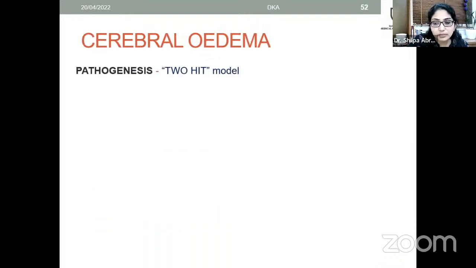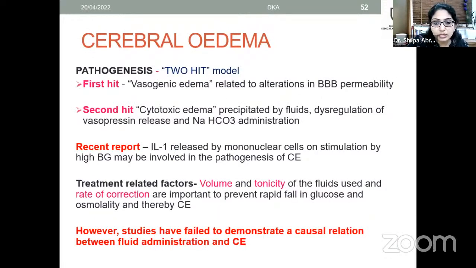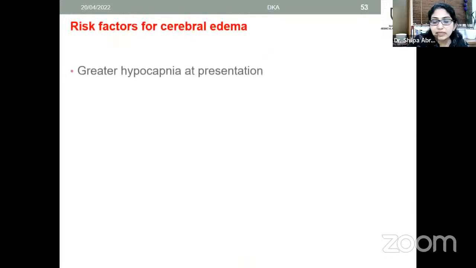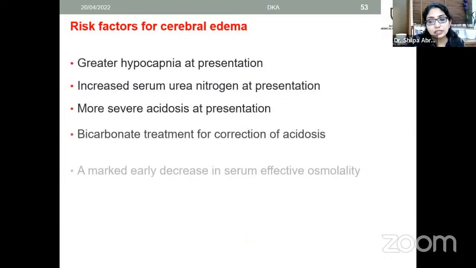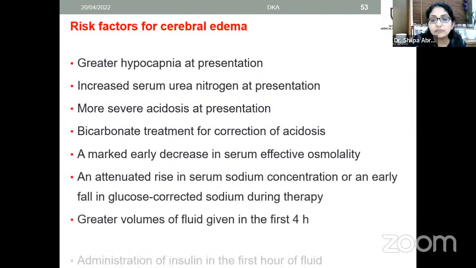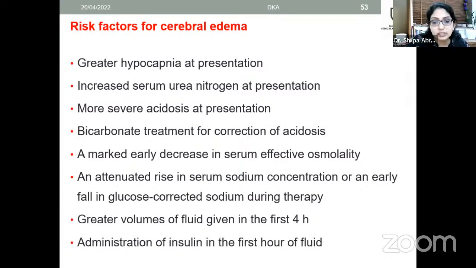Just a few words about cerebral edema. I'm not going to the pathology and all that. So, risk factors: if the child has severe hypocapnia, that is very low PCO2 at presentation, very high urea at presentation, very severe acidosis at presentation. If bicarb is given, then very rapid decrease in effective osmolality, or attenuated rise, that the sodium is not rising adequately, or that there is a sodium falling, or if large volumes of fluid are given in the first 4 hours, if you are giving insulin in the first hour, all these are risk factors for developing cerebral edema.